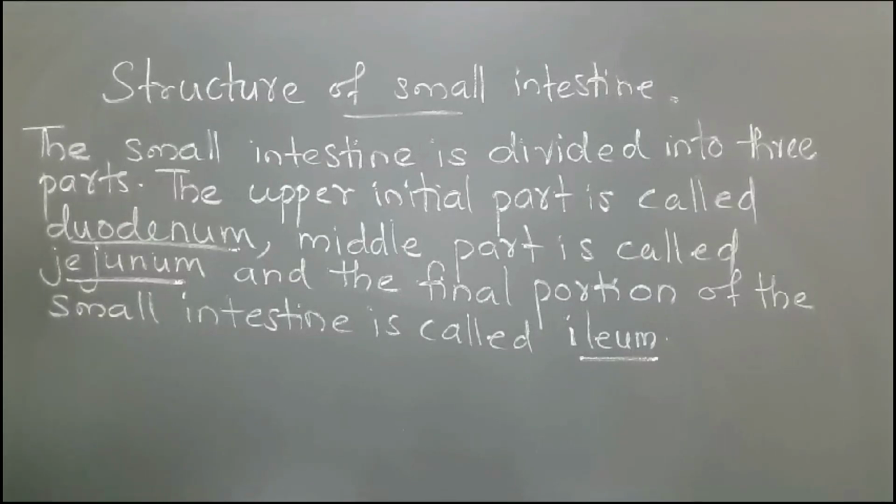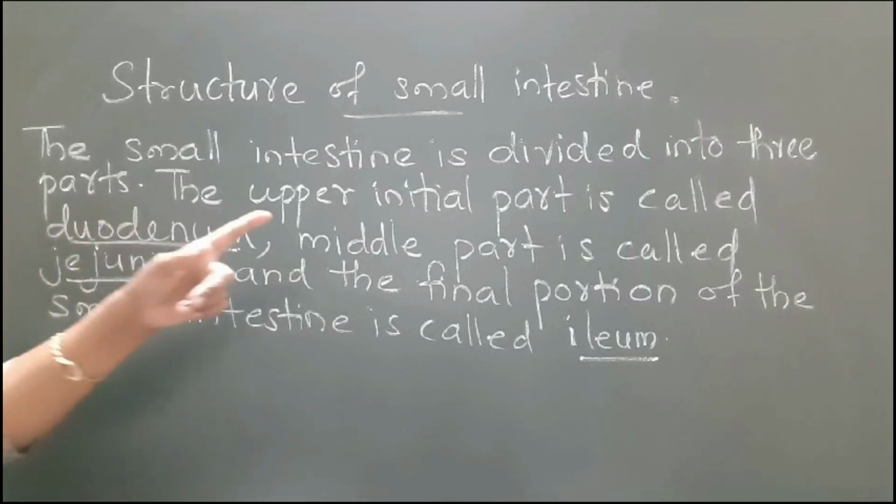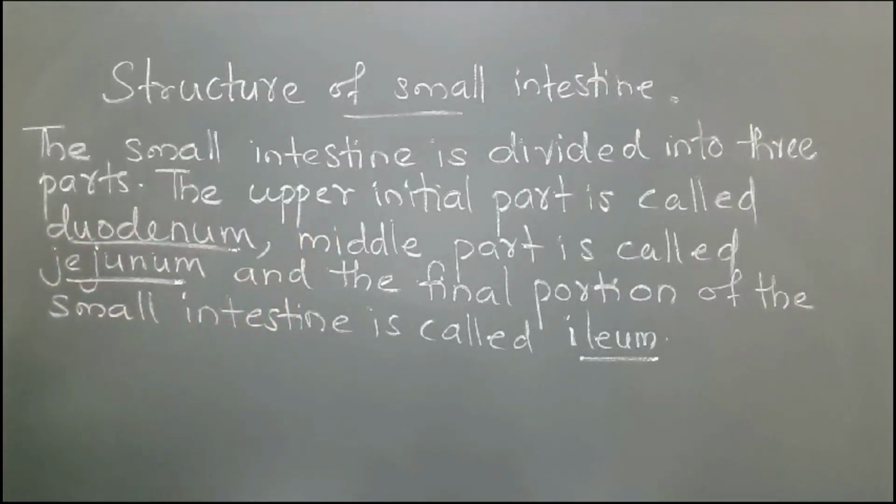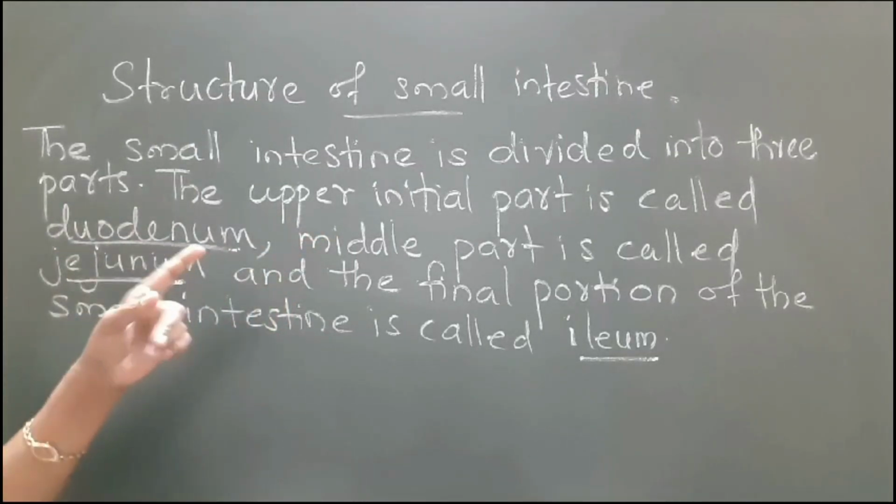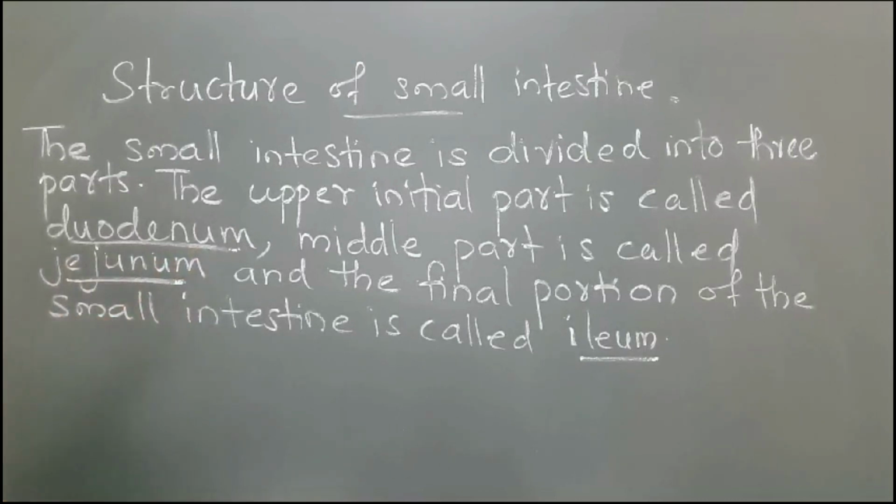Let's see the structure of the small intestine. The small intestine is divided into 3 parts. The upper initial part is called the duodenum, the middle part is called the jejunum, and the final portion of the small intestine is called the ileum. That means the small intestine has 3 parts. Number 1, duodenum. Number 2, jejunum. Number 3, ileum.